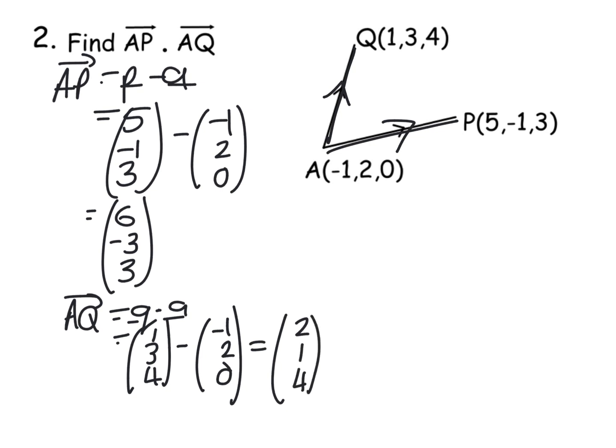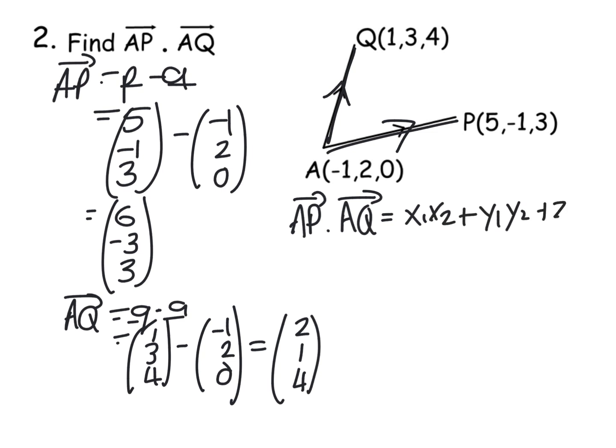So now I have my two vectors, AP and AQ. I can go do the actual scalar product. So AP dot AQ is simply, remember we've got x1 x2 plus y1 y2 plus z1 z2. So we're going to take our first numbers. So we've got 6 and 2, so 6 times 2.